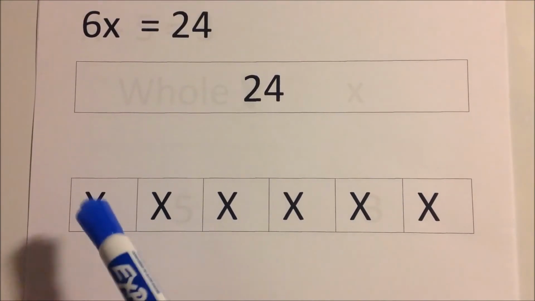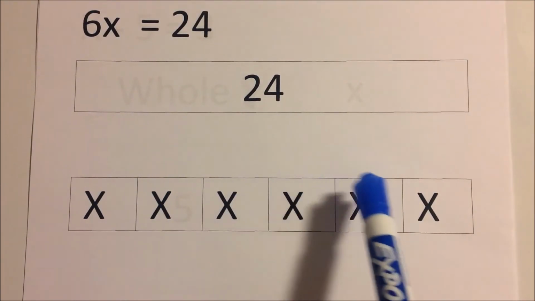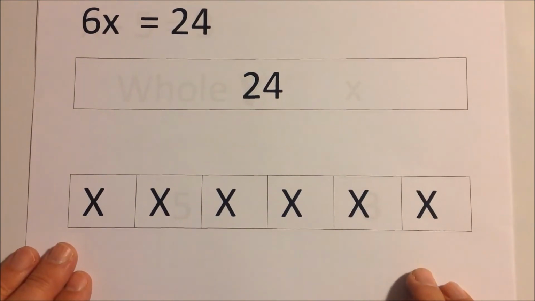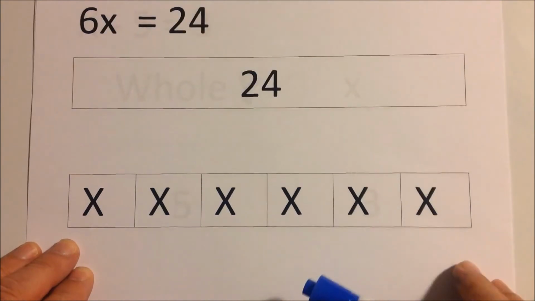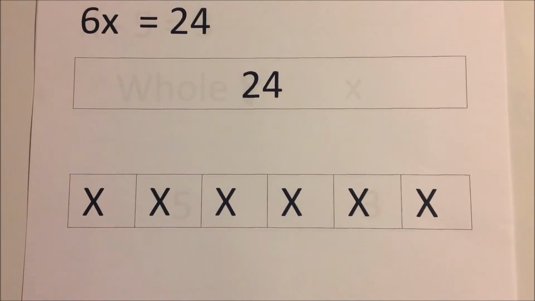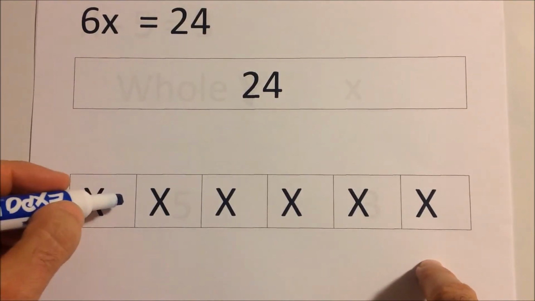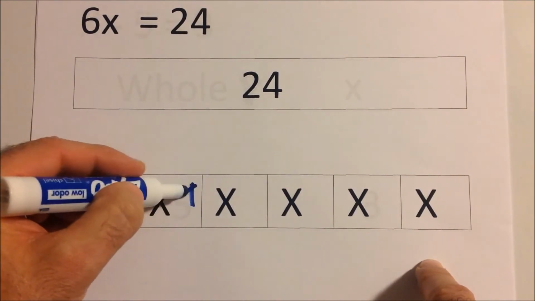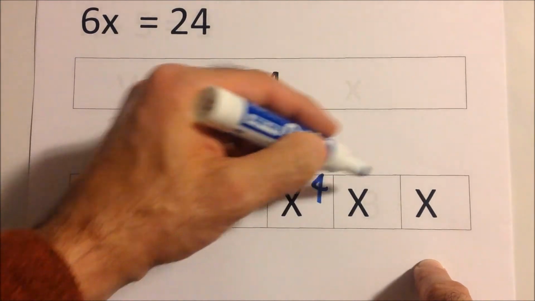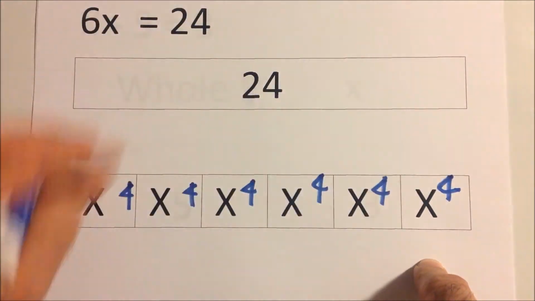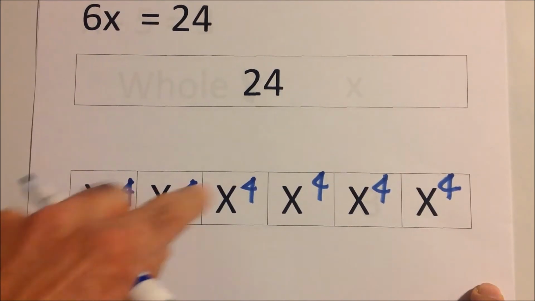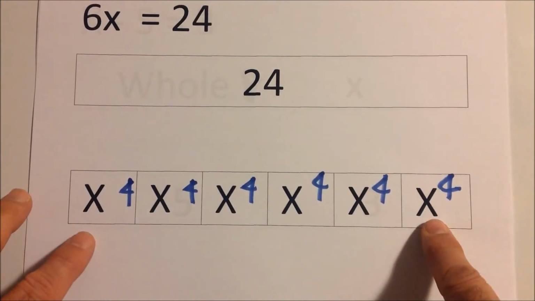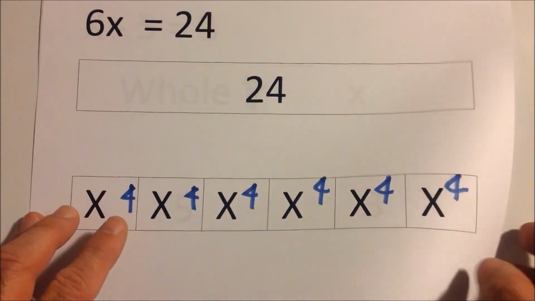Now each of these boxes has to have the same amount. So you have to ask yourself, what number could we put here that will have the same amount 6 times? Well, just by solving the equation, 6 times 4 is 24. So each of these boxes here would have a 4. And 6 times 4 is 24. So if you added this up, 1, 2, 3, 4, 5, 6, 6 boxes of 4 is 24.